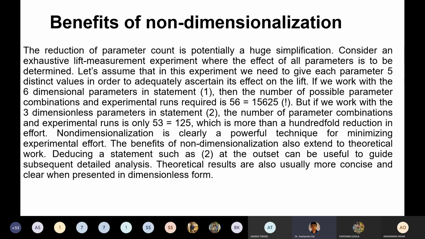So non-dimensionalization is clearly a powerful technique for minimizing effort, calculation effort as well as theoretical effort. If somebody is doing simulation, the computational time, calculation time and experimental time will be reduced. The benefits of non-dimensionalization also extend to theoretical work, because if you do certain simulation or modeling work, then as the number of variables increases, you have to increase the number of equations, because they should be equal, otherwise you cannot get the solution for the variables.